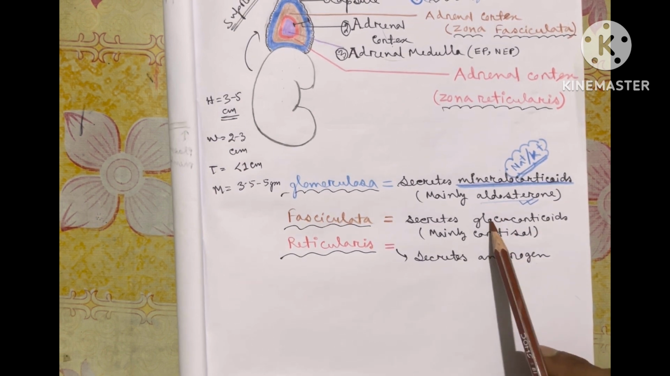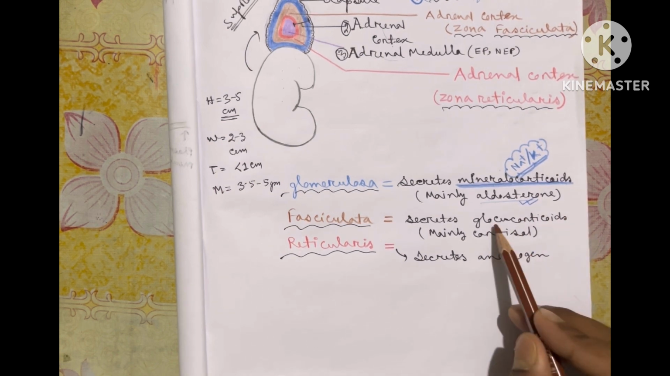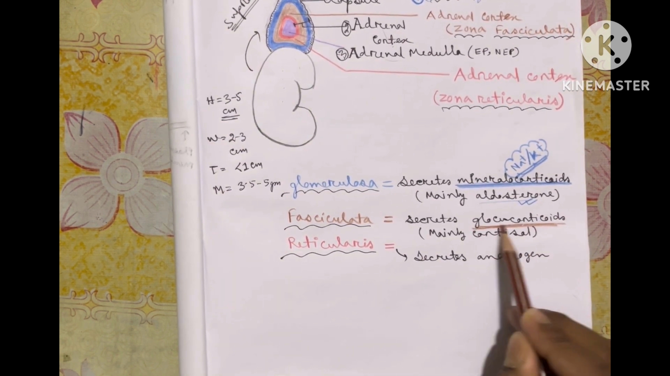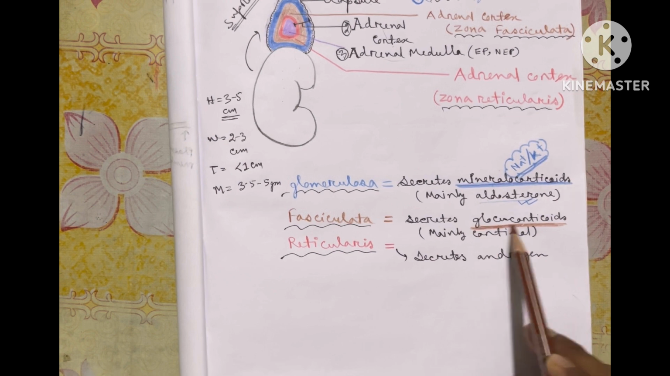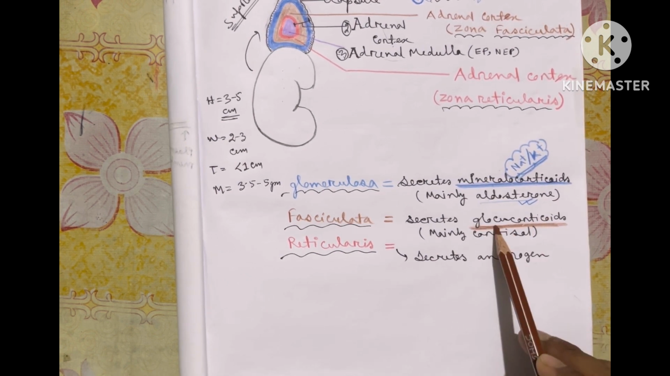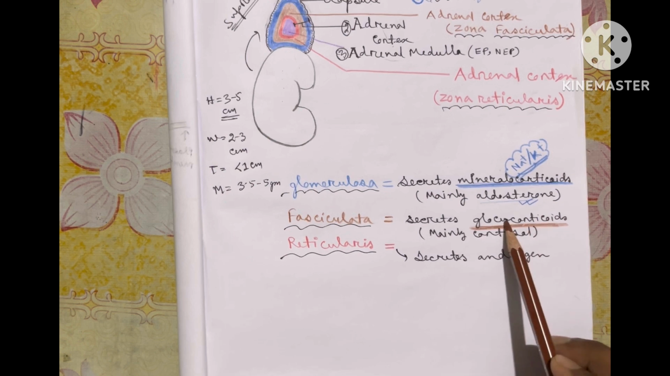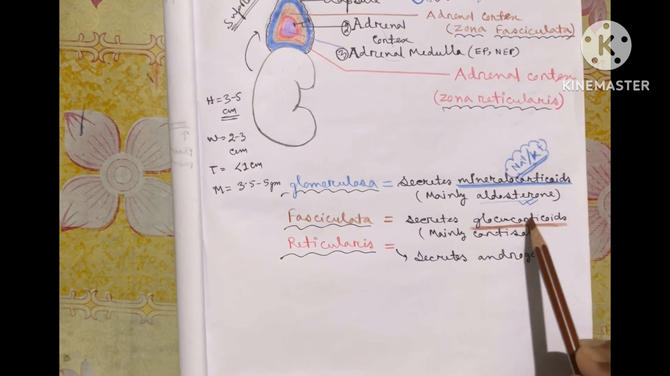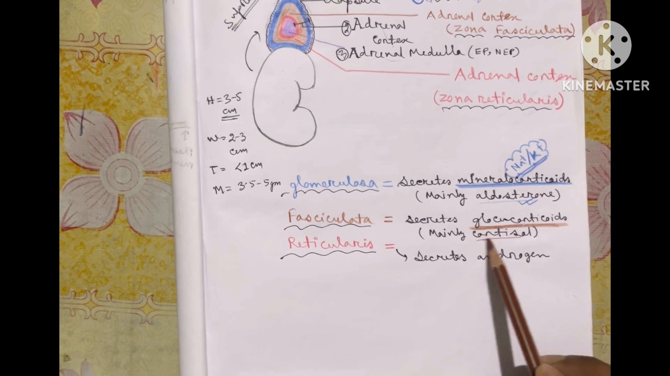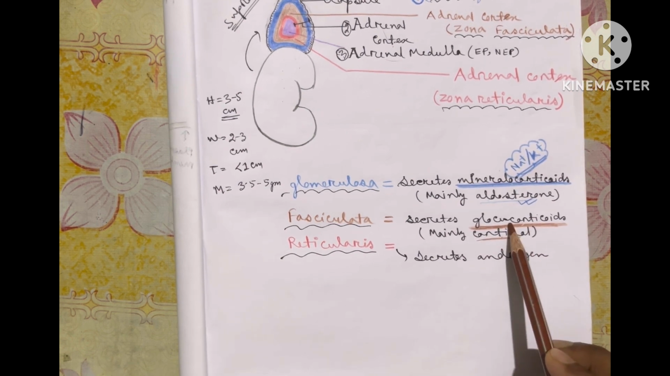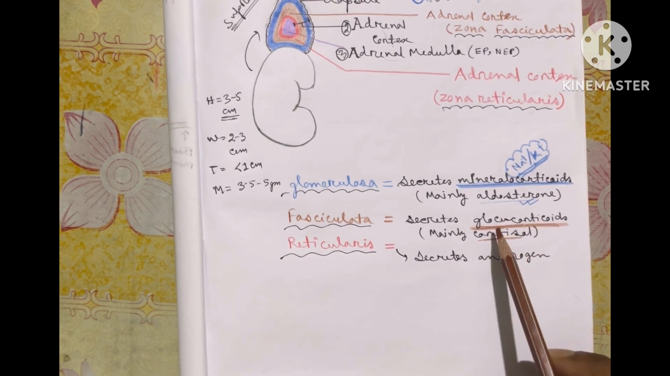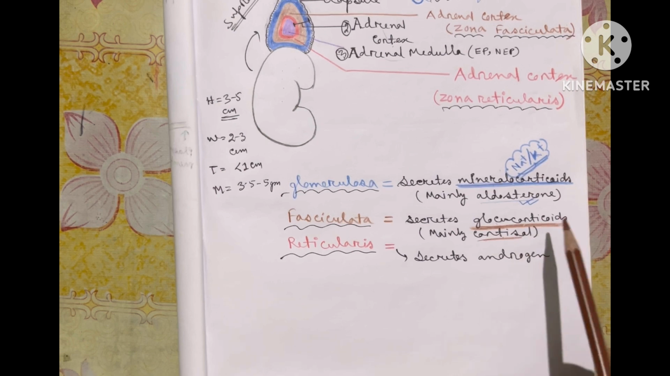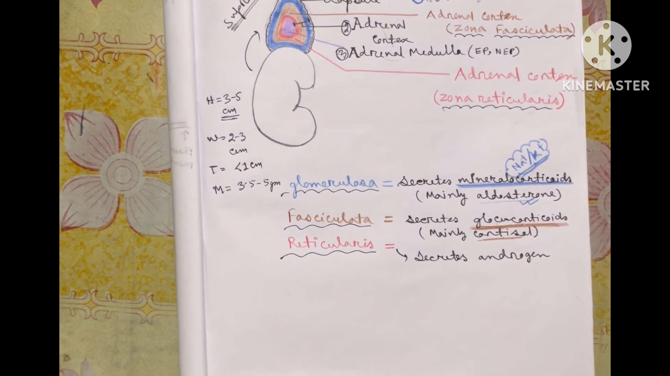As it maintains glucose homeostasis, that's why it is called glucocorticoids. Mineral homeostasis maintenance is why they're called mineralocorticoids. Glucose homeostasis is maintained by glucocorticoids, for example cortisol. Cortisol is one kind of glucocorticoid. These are the chemicals responsible for maintaining glucose homeostasis in the human body. That's why they are called glucocorticoids.